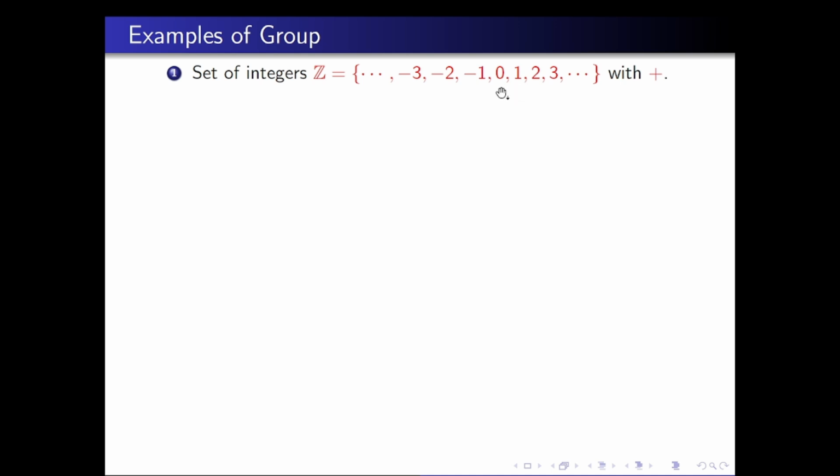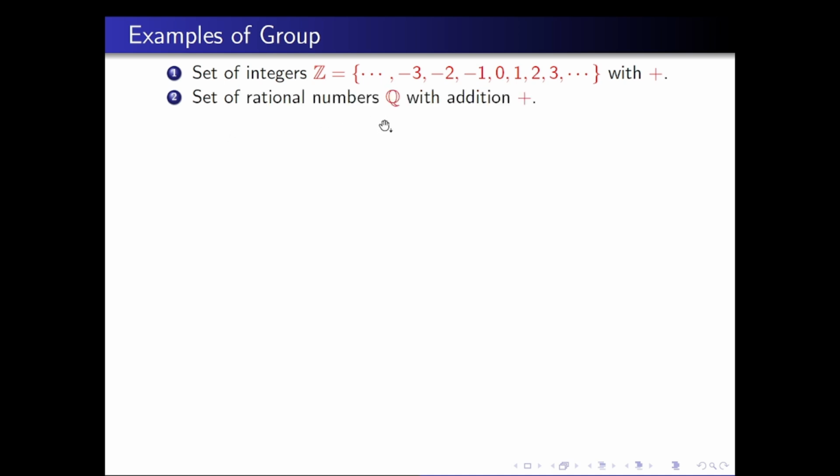0 is nothing but the identity element of Z with respect to addition. See, the inverse of minus 3 is 3 because the addition of minus 3 and 3 is 0. The inverse of 2 is minus 2. Similarly, if we take any integer a, its inverse is minus a because the addition of a and minus a is 0, the identity element. Okay, let's see the second example.